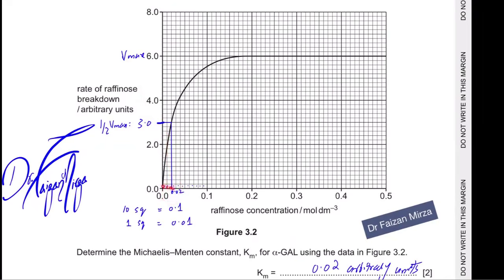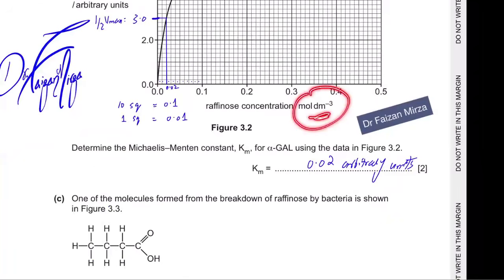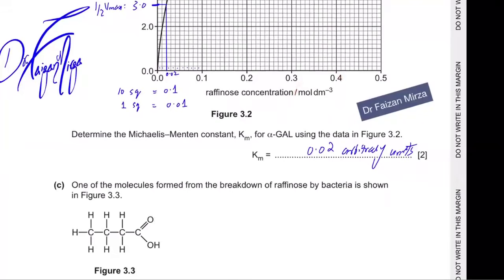Again, you know how to read the axis. You can just do a simple conversion: how many squares represent how many units, and come up with the value here. You need to make sure that you don't miss the unit when mentioning this particular Km value. So this will be the Km value here, and by mistake I've mentioned arbitrary unit. These are not arbitrary units. This is mol dm^-3.